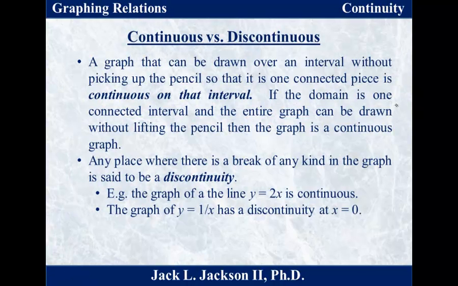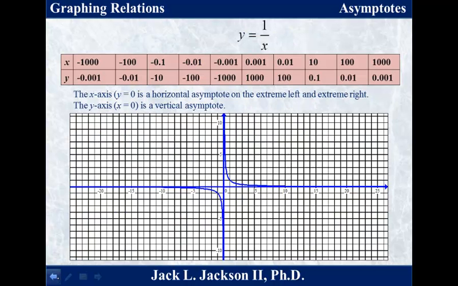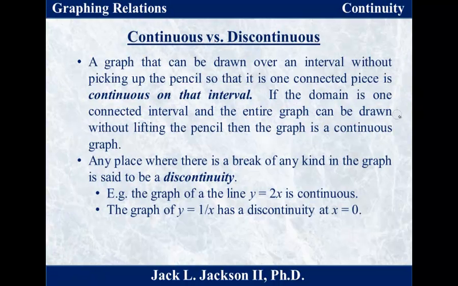A graph that can be drawn over an interval without picking up the pencil, so it's one connected piece, is continuous on that interval. If the domain is one connected interval and the entire graph can be drawn without lifting the pencil, then the graph is a continuous graph. Any place where there's a break of any kind is said to be a discontinuity. So, for example, the line y equals 2x is continuous. It's one connected piece. But the graph of 1 over x has a discontinuity when x is 0, and you see the break in the graph there. So this is two pieces.